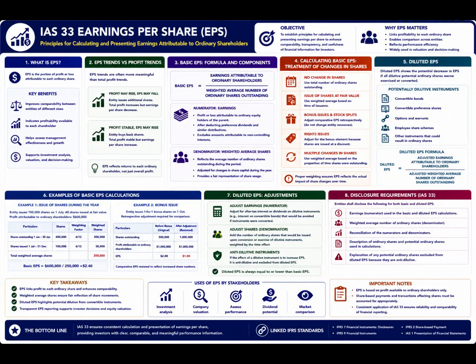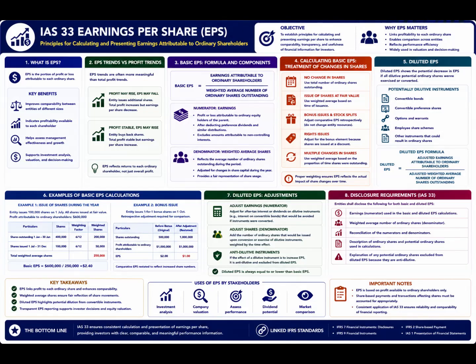IAS 33 Earnings per Share, EPS, establishes principles for calculating and presenting earnings attributable to ordinary shareholders. EPS is one of the most widely used financial performance indicators because it links profitability directly to shareholder ownership and allows comparison between entities of different sizes. Investors, analysts, and stock markets rely heavily on EPS when evaluating profitability, valuation, and future growth potential.